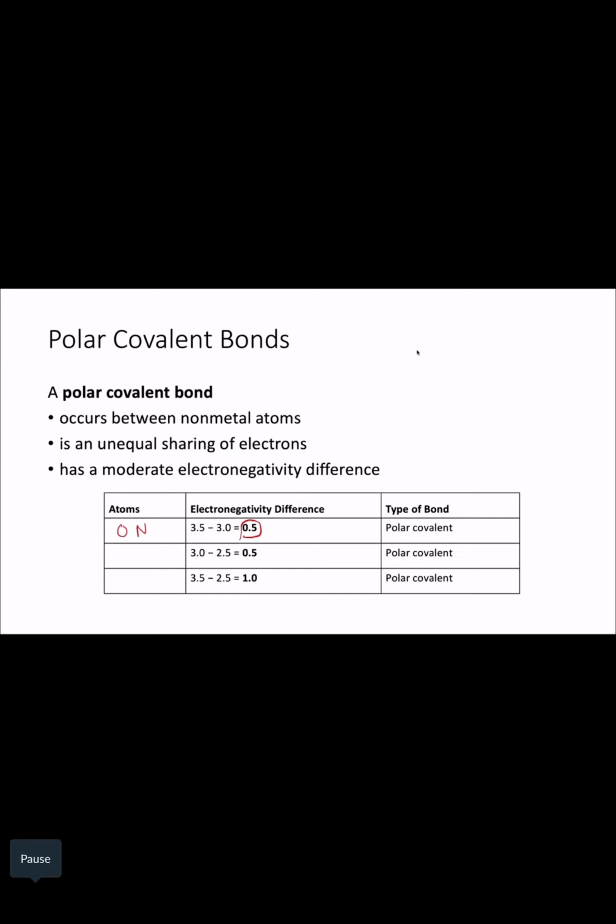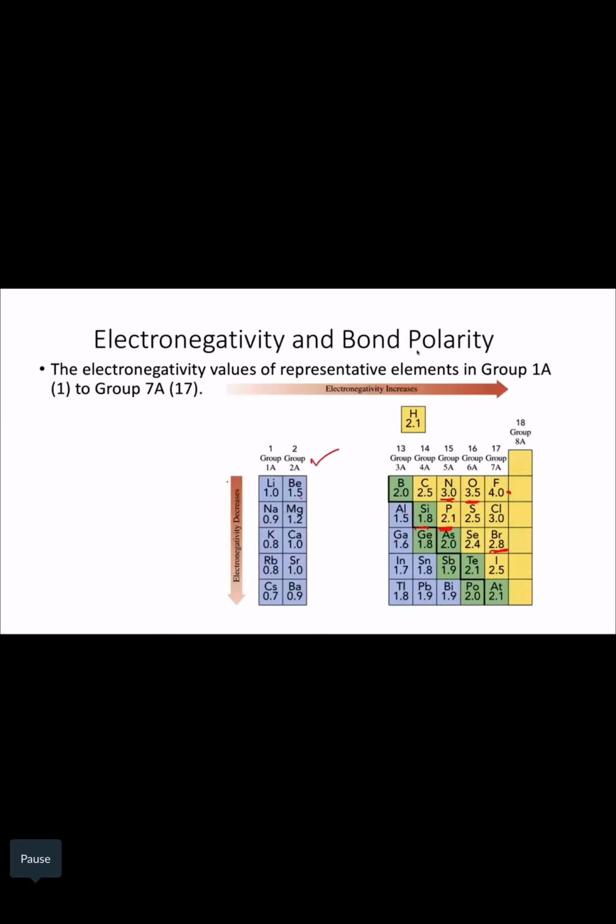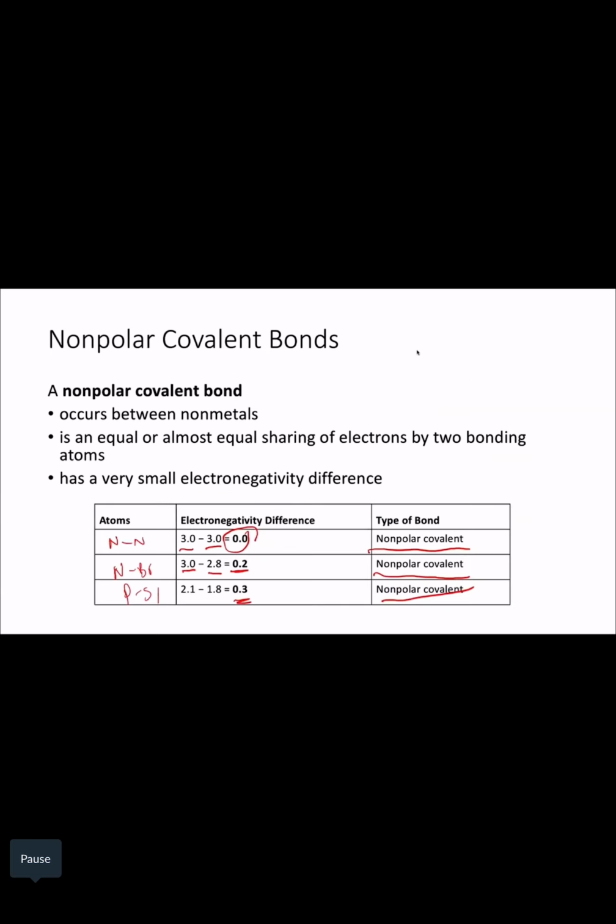A polar covalent bond occurs between nonmetals, has an unequal sharing of electrons, and has a moderate electronegativity difference. So it's going to be 0.5, and that is going to make this polar covalent. What does that mean? The arrow is going to be pushing in that direction. Let's do another example. We're going to do 3 and 2.5, a carbon and a nitrogen.